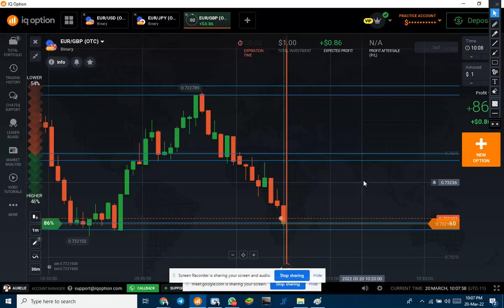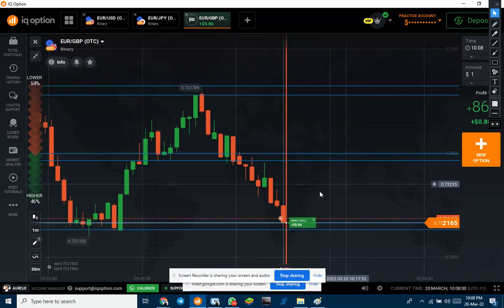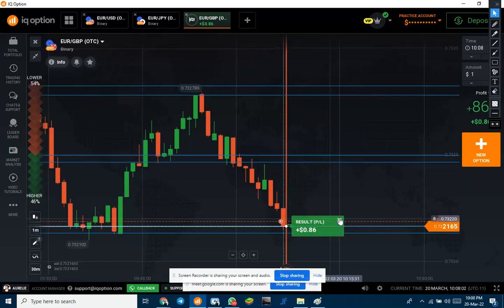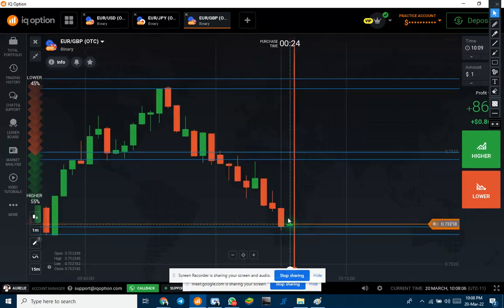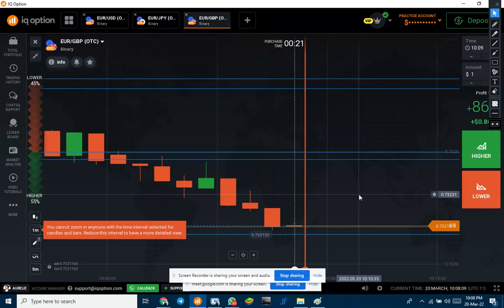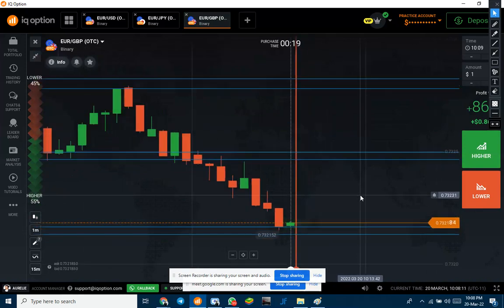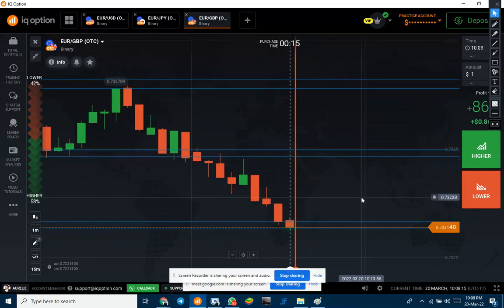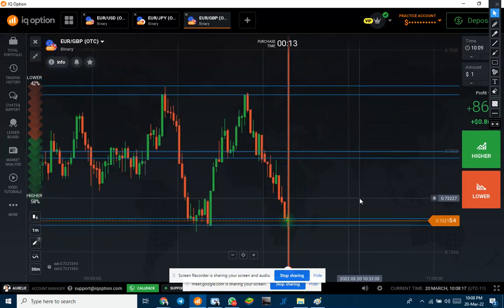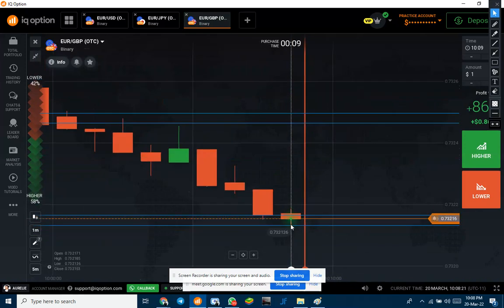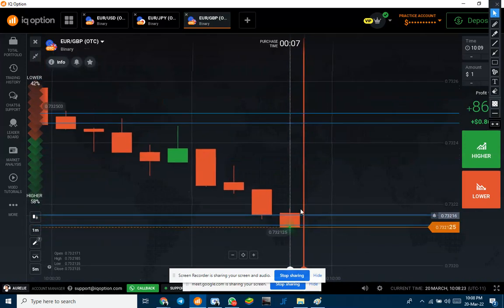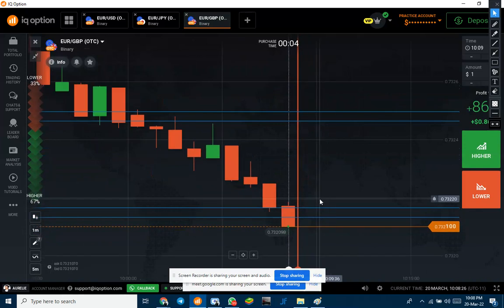Well, I didn't see weakness. The trend is down, but I didn't see weakness. So I can't expect buyers to enter. I didn't see any weakness. Now I'm seeing some weakness. So let's see how the candle will close.